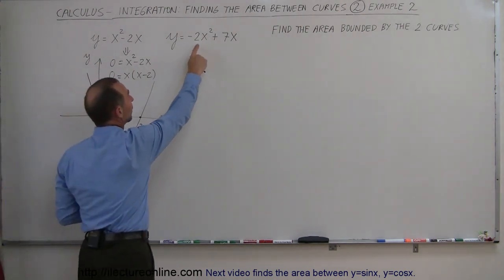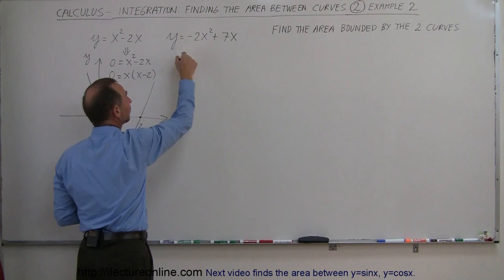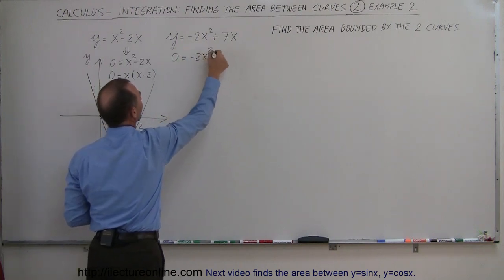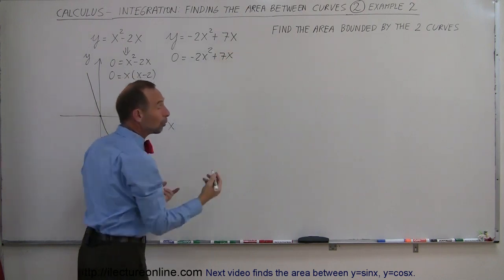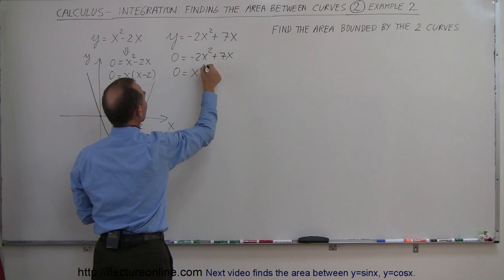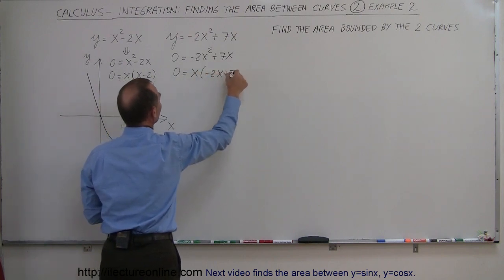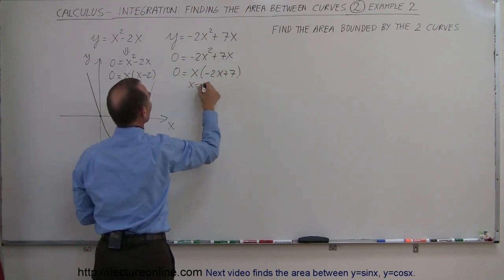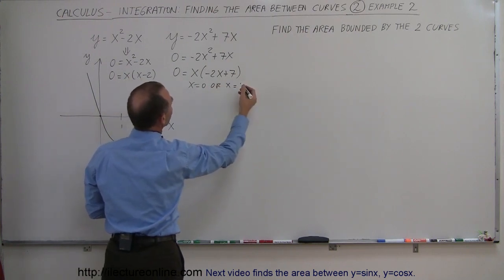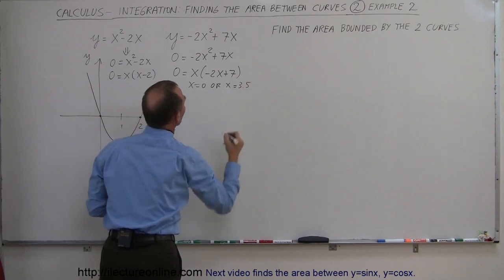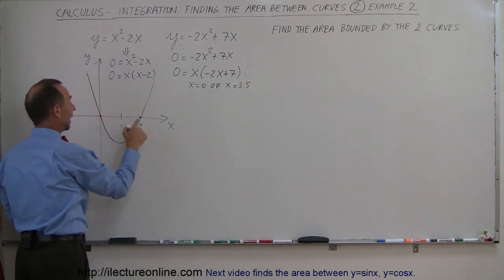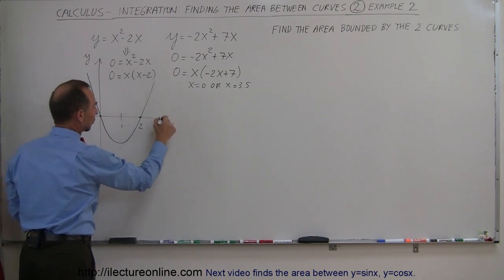Notice that this one will open downward because the x squared term is negative, and if we then set that equal to 0, 0 equals minus 2x squared plus 7x, we do that to find the roots. We now factor out an x, so we get 0 is equal to x times minus 2x plus 7, which means that x equals 0, or x equals 3.5. All right, so that means that it will cross the x-axis at the origin, and again at x equals 3.5.